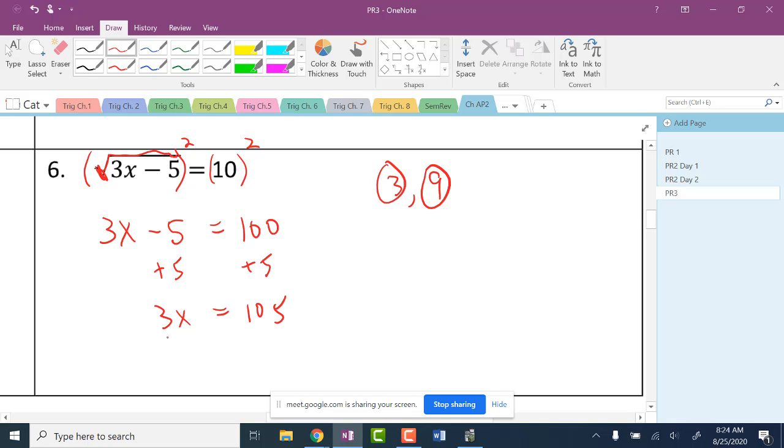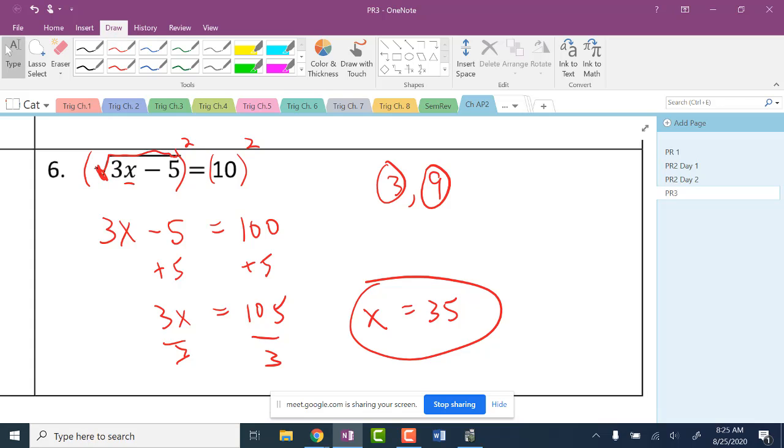Okay, 105 divided by 3. And I never was good at math. So 35? I think it's 35. Yep, I'm good. Okay, then if I were to plug in 35, 3 times 35 is 105. 105 minus 5 is a hundo. Square root of a hundo is 10. So it does check out.